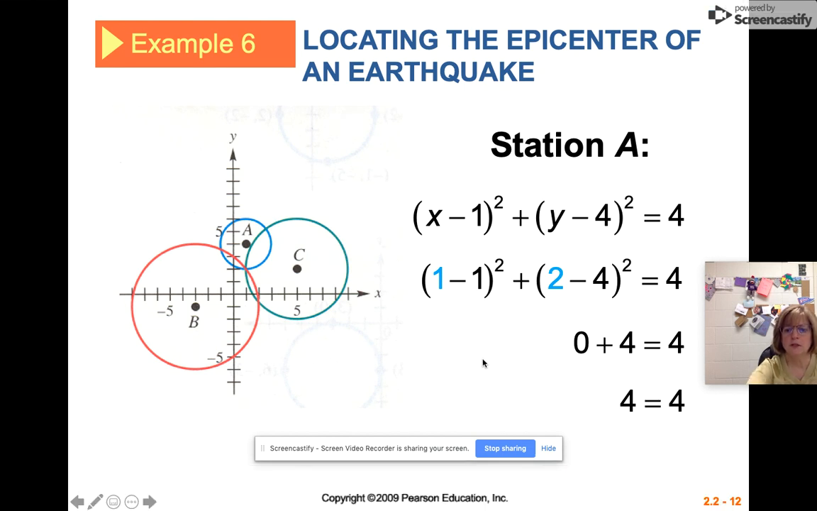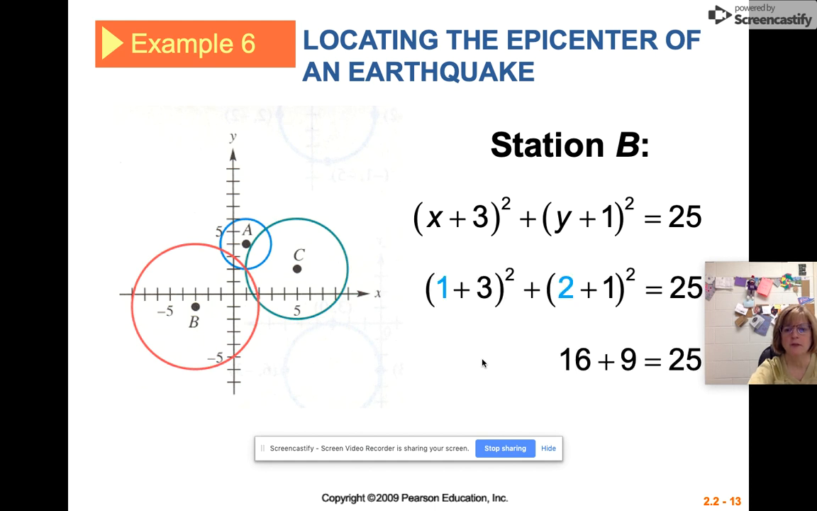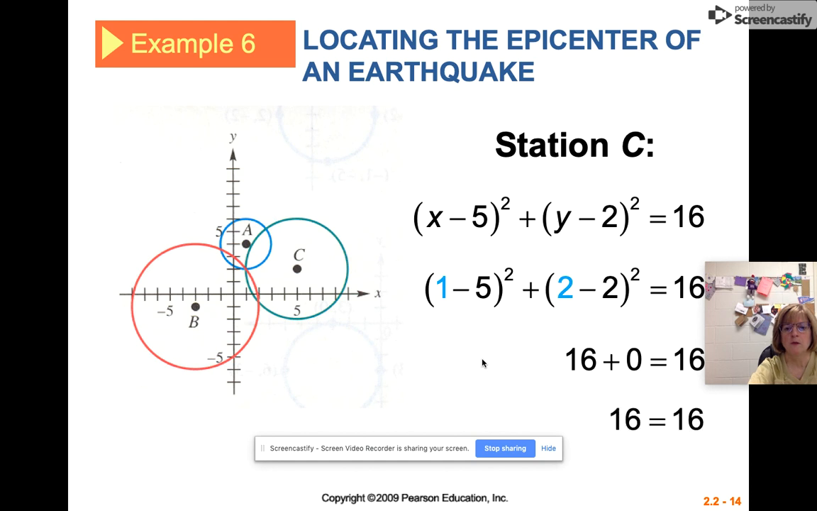Now we check station B, the one that's located at -3, -1. Again, we replace x and y with the point 1, 2 and see if the left side of the equation is equal to the right side of the equation, which it is. Check station C for the same thing. Replace x and y with the point 1, 2, and the right side of the equation does equal the left side of the equation.